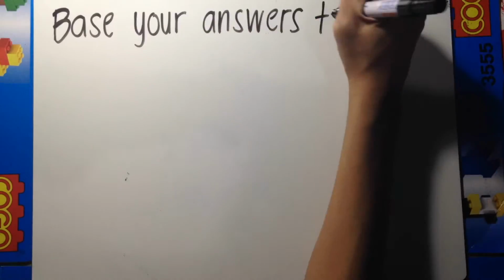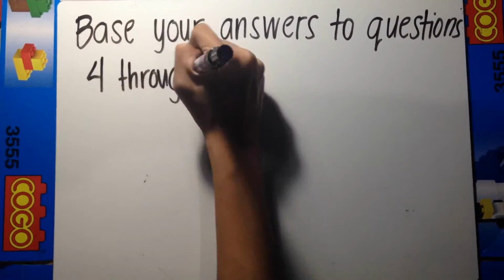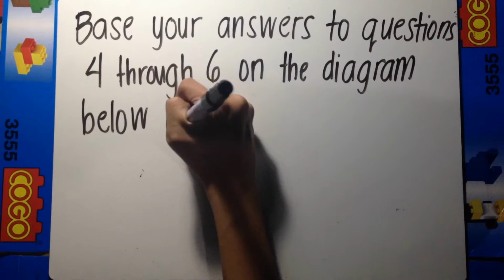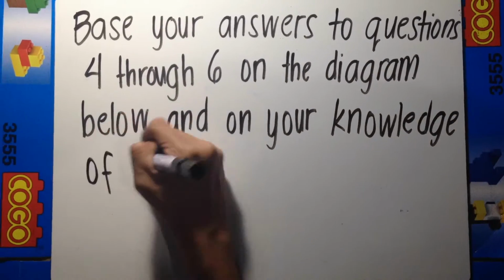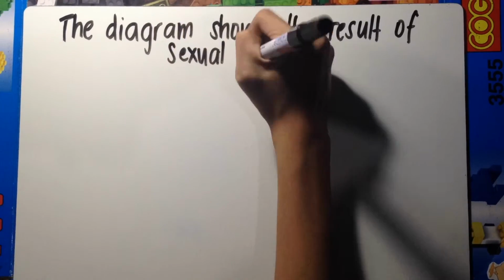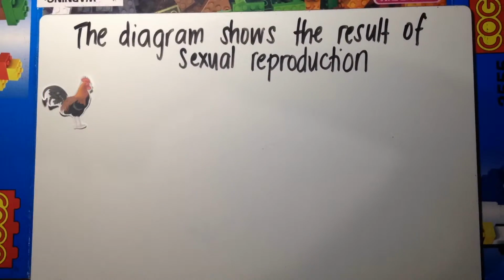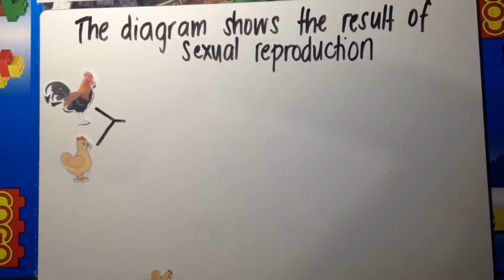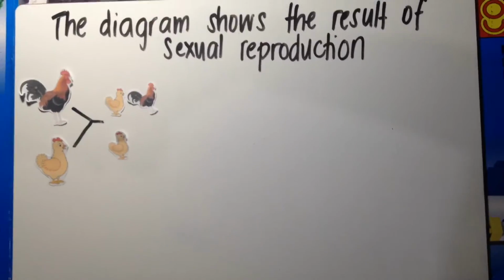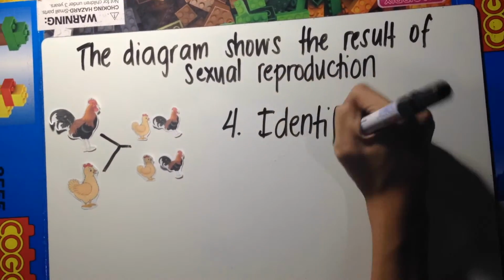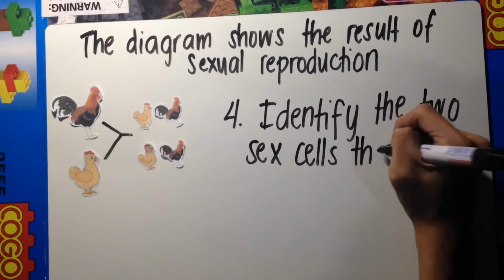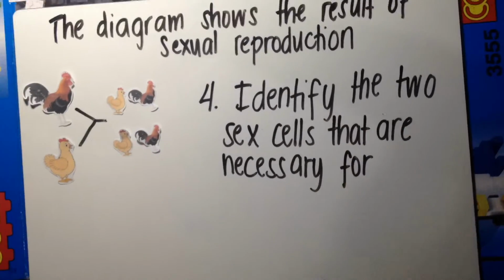Base your answers to questions 4 through 6 on the diagram below and on your knowledge of science. The diagram shows the result of sexual reproduction. Identify the two sex cells that are necessary for sexual reproduction.